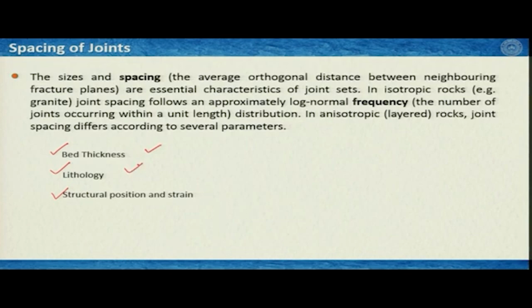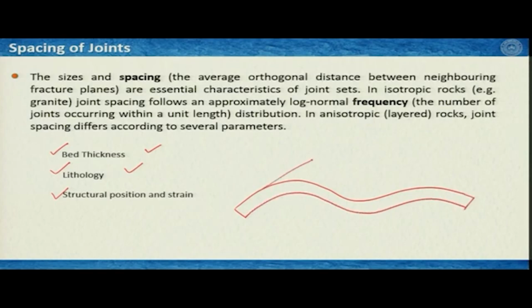Structural position means where the joint is forming. In other words, if I have a folded layer like this, then the orientation of joints or spacing of the joints at the hinge zone would be essentially different from those of the limb zone, and so on. And if this fold is, in this case, a cylindrical fold, if the fold is non-cylindrical, then also you may expect different types of joints and also variable spacings.